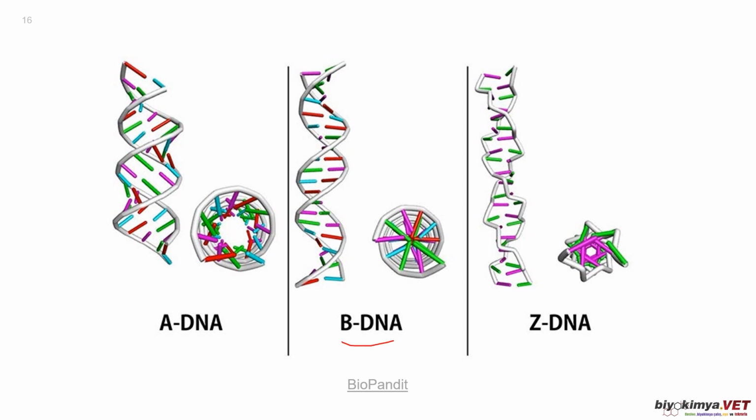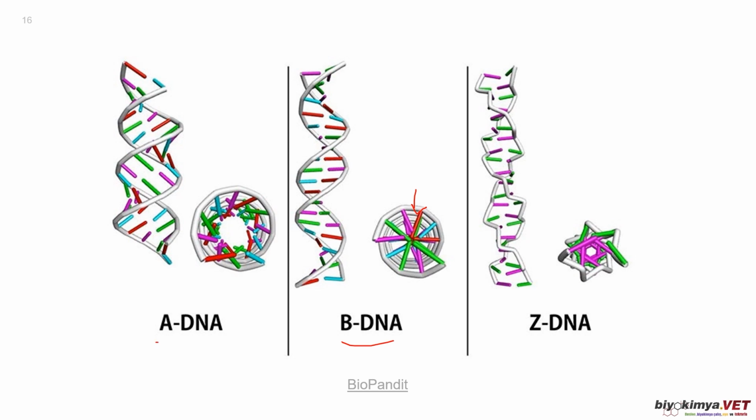And in the B DNA, identified by Watson and Crick, it is the most common form of DNA found in cells, and it has a right-handed helical structure with about 10.5 base pairs for a complete turn. The base pairs are nearly perpendicular to the axis of the helix. Look at here. This structure is most stable under normal hydration levels and ambient conditions within the cell. The universally common form in all living organisms is the right-handed double helix known as B DNA.